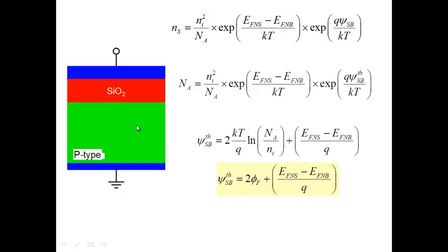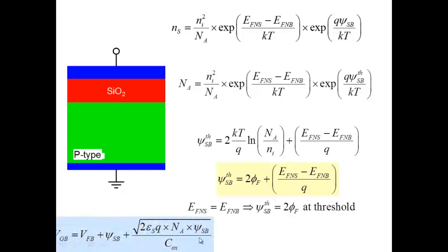Now, we said that when I look at the quasi-Fermi level in the bulk and the quasi-Fermi level at the surface here, there's no difference because there's no current flowing. Remember, Jn is equal to the gradient of the quasi-Fermi level. So the quasi-Fermi level at the surface is the same as in the bulk. This term drops out and we get the condition at threshold that the surface potential is equal to 2 phi f.